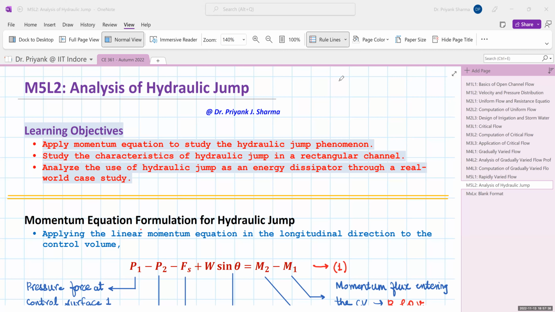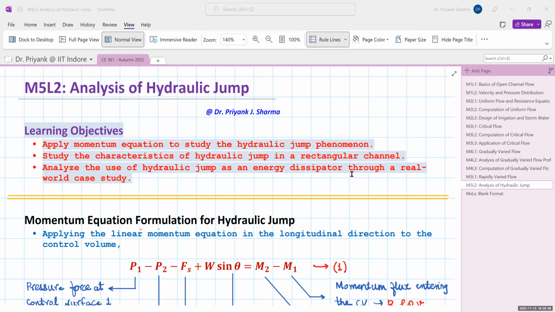Then we'll study the characteristics of hydraulic jump in a rectangular channel, that is, what the sequent depth ratio, energy loss, relative energy loss, and other characteristics are. Last time we also discussed the uses of hydraulic jump, in which the very prominent use was energy dissipator. So through a real world case study, we will demonstrate how the hydraulic jump is useful in energy dissipation, and what the consequences can be if it is not achieved.